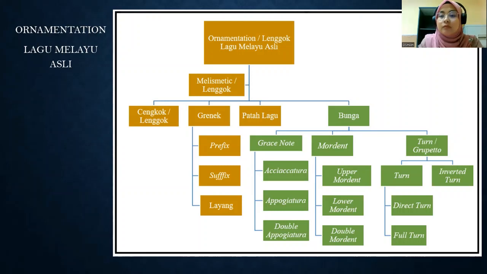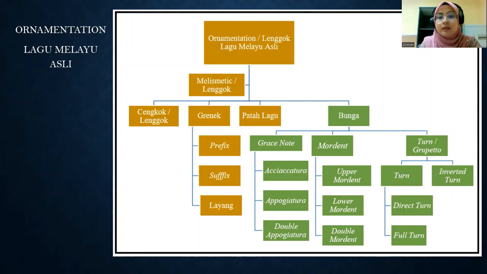From the conclusion here, ornamentation or lenggok lagu Melayu Asli can also be melismatic or lenggok because it is in singing, but it is different from instrumental. It can be divided into 4. The first is cengkok or lenggok, because the term cengkok is widely used in Indonesian Malay, but in Malaysian Malay, we usually use the term lenggok.